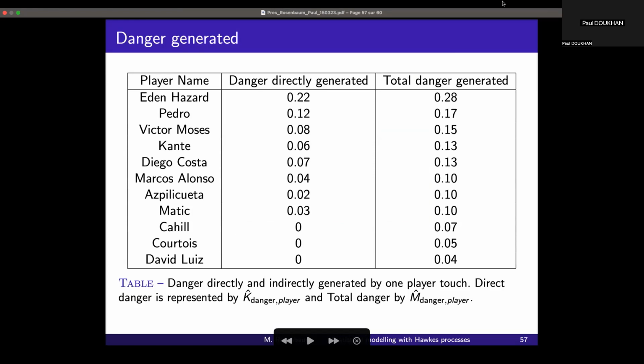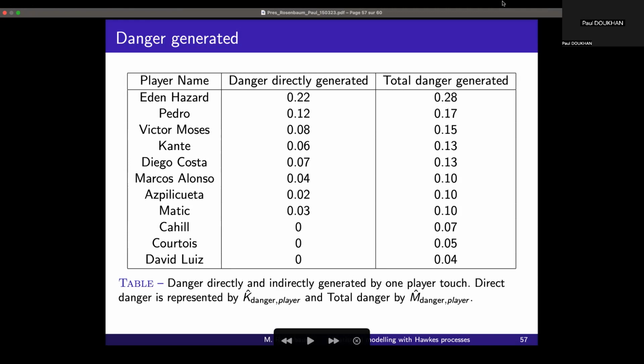Eden Hazard, forward player, very good. Pedro, Moses, you're not surprised. And these guys are just defenders. If you remember David Luiz from Paris Saint-Germain, and Paris Saint-Germain was very bad. But what is very interesting is that this guy, Kante, that we all know here, is a defensive midfielder. He's at 0.06.